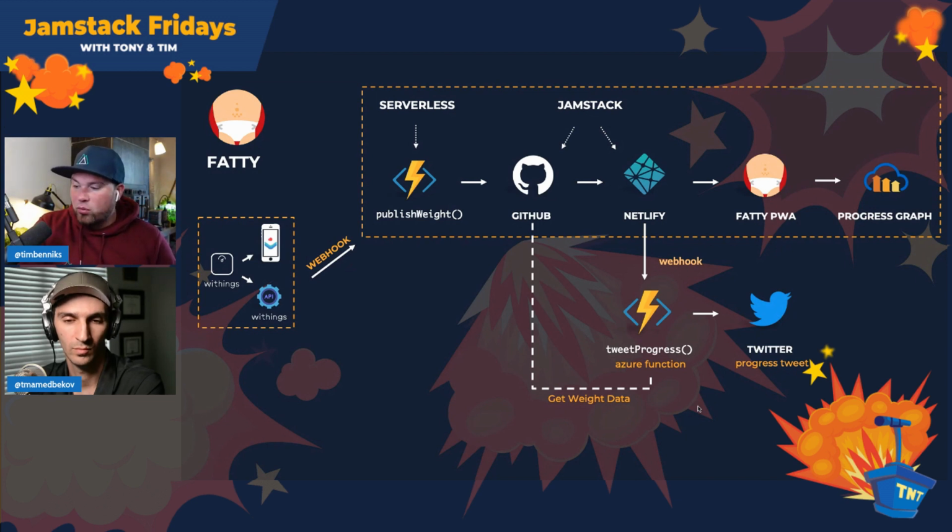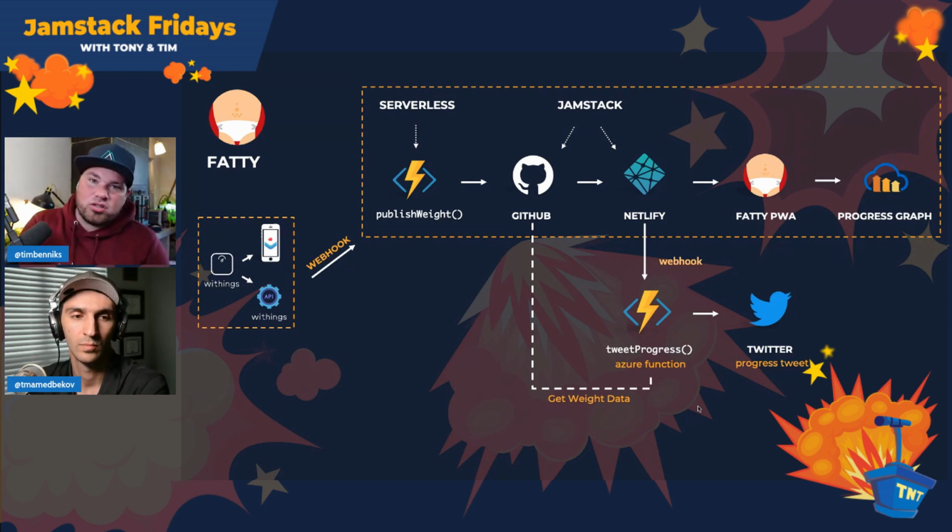Because what I wanted to do is tweet automatically what my new weight was and what the difference was with the last one. And so this tweet progress function would actually use the GitHub API again. It would go to GitHub and get that same JSON file that we used before. In there, you have the start weight, all the other weights, and the dates, because that's what I put into that JSON file with the publish weight function. And so this tweet progress function actually had all the information needed to craft a fun tweet and publish that.